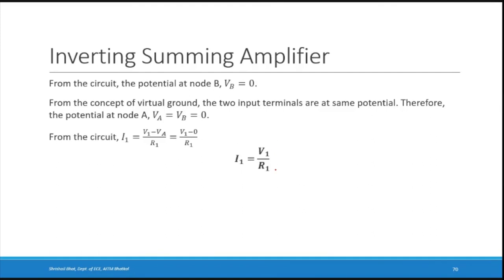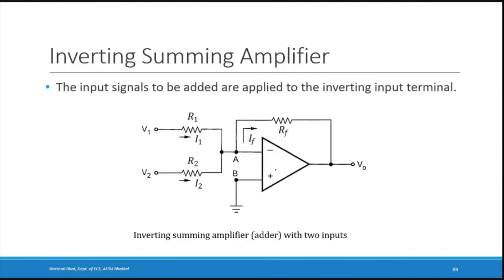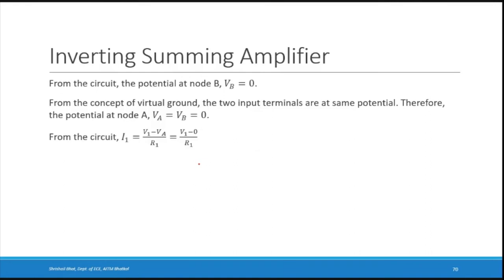Similarly, what is I2? I2 is the current through resistance R2. The potential at this end of R2 is V2, and the potential here is VA. So the potential difference V2 minus VA divided by resistance R2 will give the current I2. So I2 is V2 minus VA divided by R2. Is it right? But VA is 0, so it is just V2 divided by R2. This is my I2. So I1 is V1 divided by R1, and I2 is V2 divided by R2.